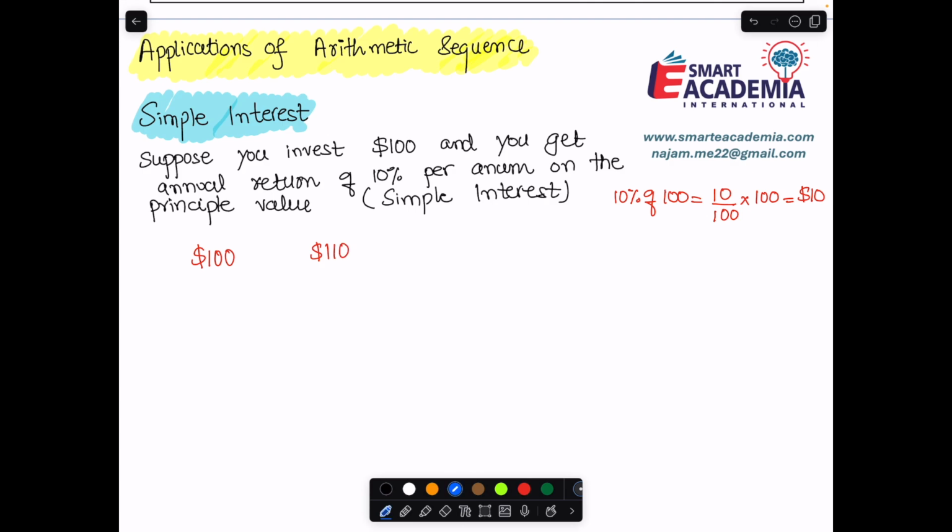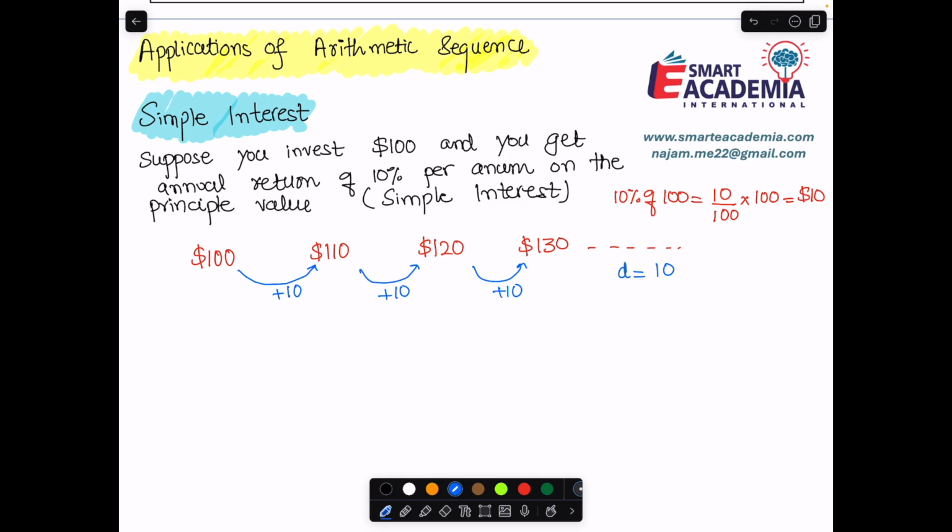This is found by just adding 10 to the previous value, and then the very next year we get $120, $130, and so on and so forth. We can find this by just adding $10 to the previous term. And as we know, this is a characteristic of an arithmetic sequence with a common difference of 10. So this is surely an arithmetic sequence, which means that simple interest is an application of arithmetic sequence.